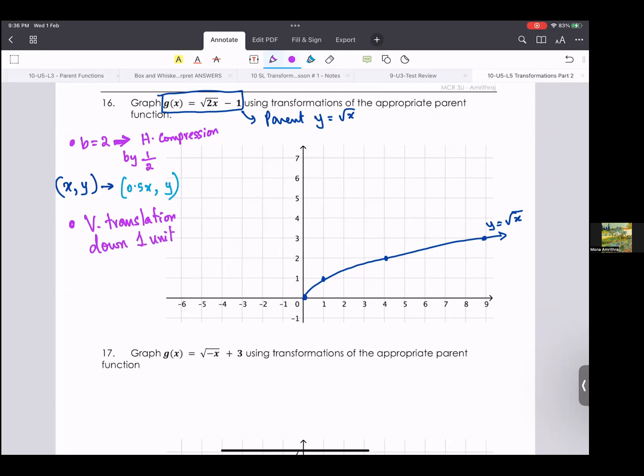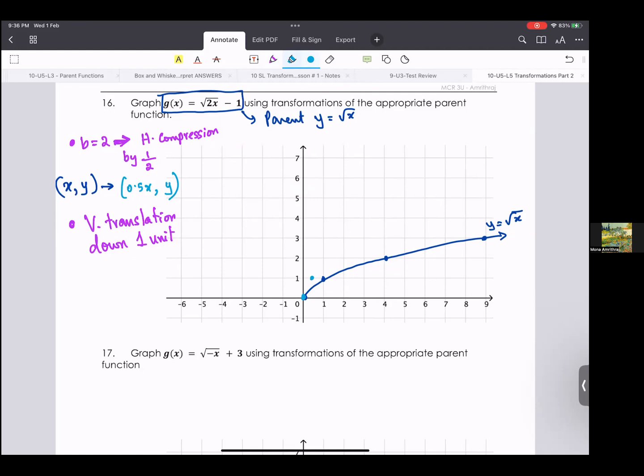Okay, so let's try to do the horizontal compression first, right? So what happens here? You have (0, 0), which is going to stay exactly where it is. (1, 1) is going to end up becoming (1/2, 1). Okay, so that becomes (1/2, 1).